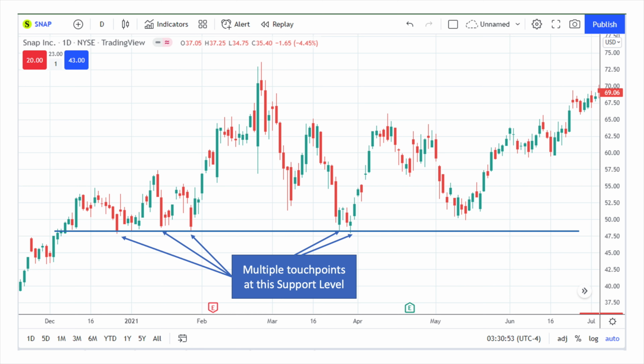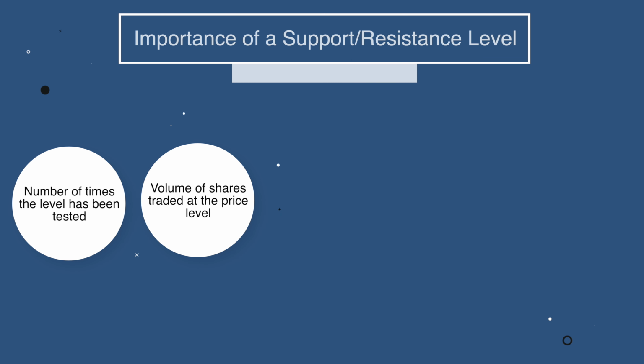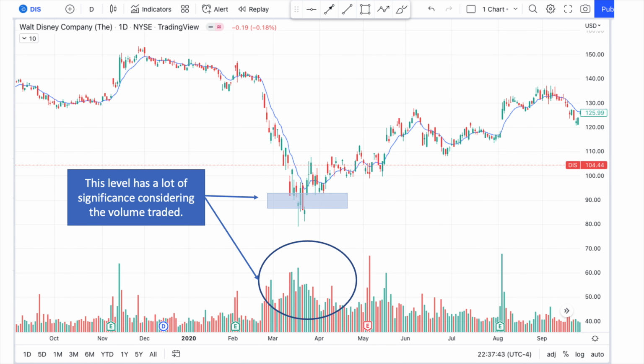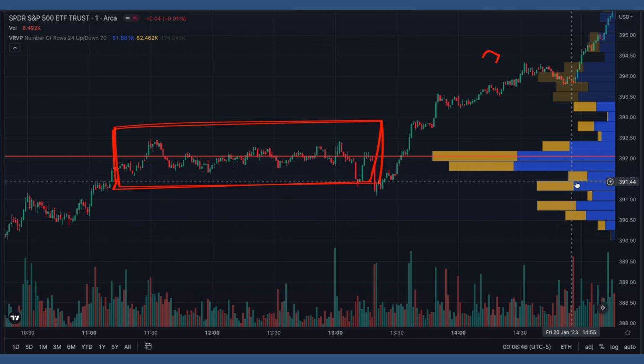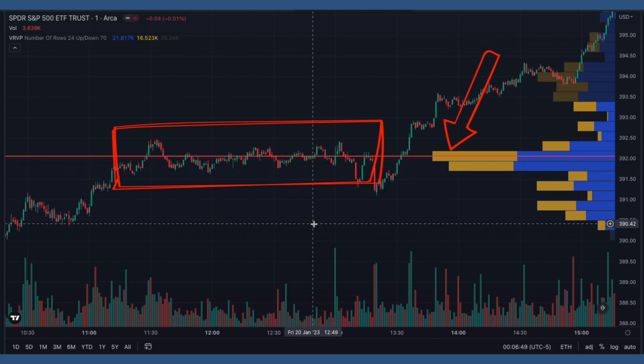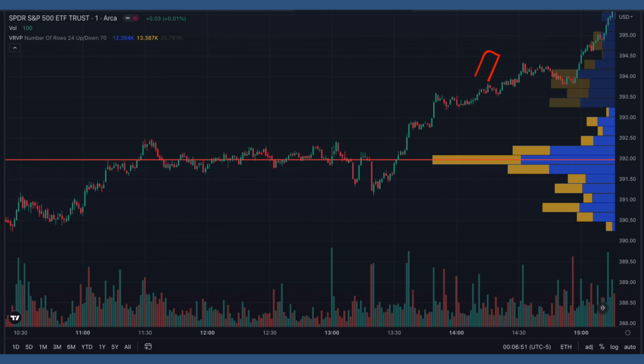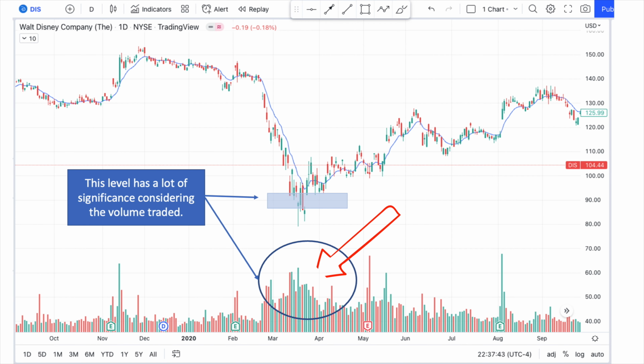Here is another example from daily chart for Snap. Volume of shares traded at the price level. This is again applicable across time frames. If the traded volume at a price level is high, so is the importance of that level. Now, this can happen over a longer period of time as the price continues to oscillate around the level. Or, it can also happen in one shot if there is a sudden spike in traded volume within that minute, or hour, or day, or whatever is the time frame on your chart.